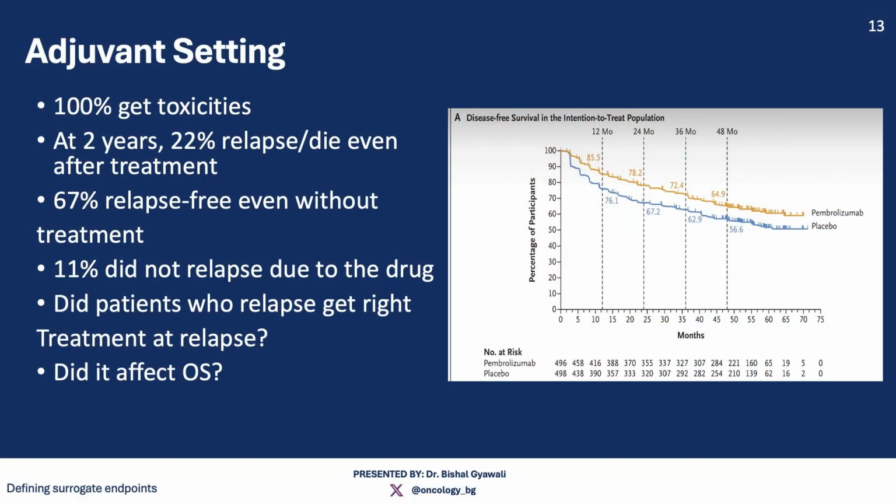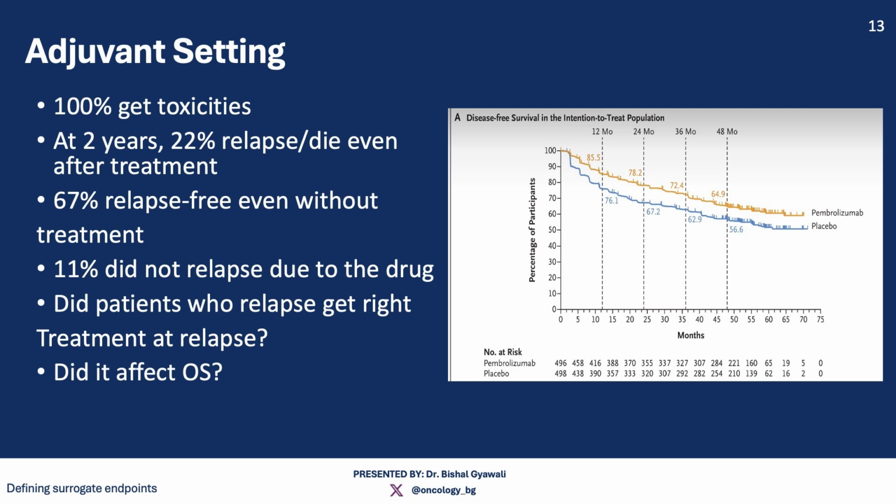In this particular example, in the Kaplan-Meier graph that you can see, at a 2-year landmark, there are 22% of the patients who have relapsed or died even after getting the drug. And there are 68% of the patients who did not relapse even if they only received placebo. So we are benefiting only that small margin of patients, that 11% of patients who benefited from getting the drug.